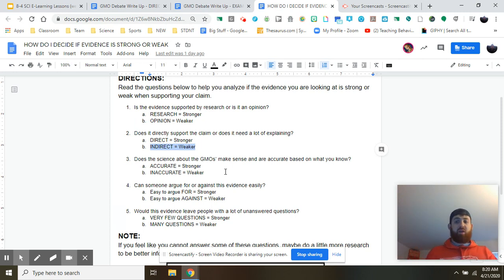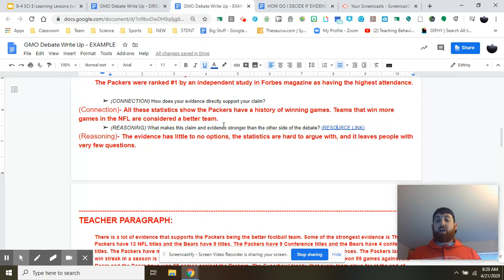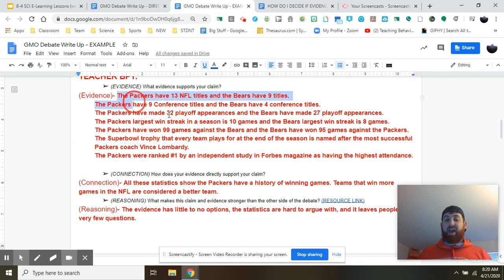They have 32 conference wins. Bears have 27. 32 is more than 27. Makes sense. Can someone argue against this evidence easily? No. And this is where a lot of people get confused. We're not arguing against whether or not the Packers are better than the Bears. We're arguing against this evidence.